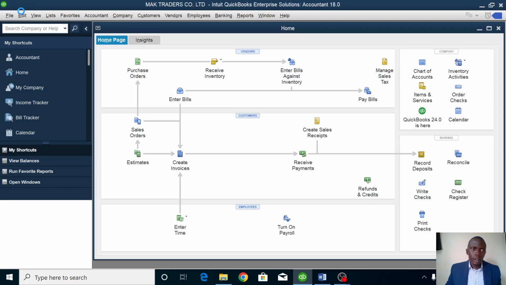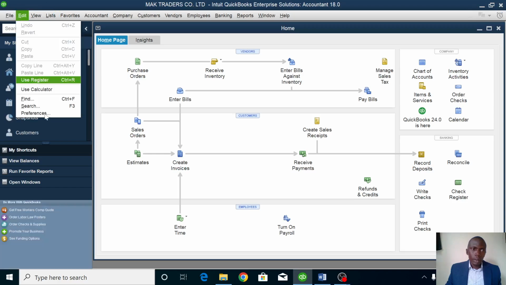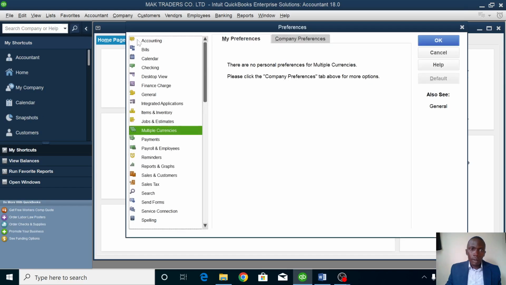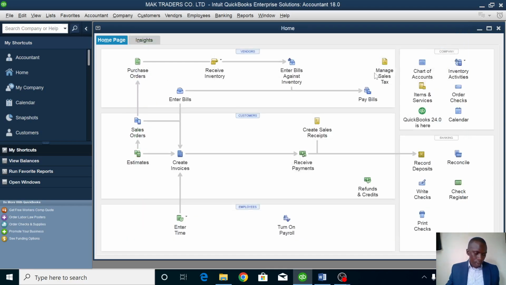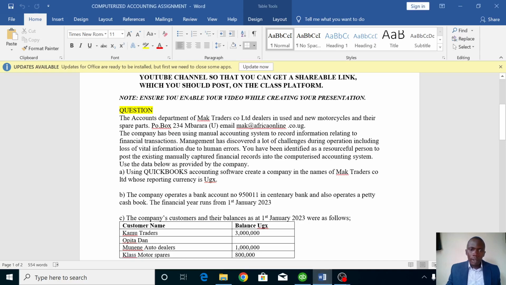Then we are going to remove the warnings. We go back to edit, then preferences, say accounting, we say company preferences, we uncheck this and this, then we say okay. Our first transaction, they are saying the company operates a bank account of Centenary.